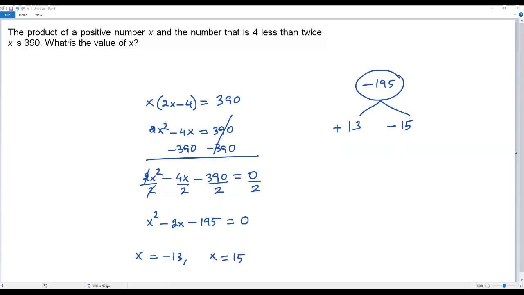According to the information in the question, x is a positive number. Since x is a positive number, we can reject the negative value of x, that is x equals negative 13, and we can consider the positive value of x, that is x equals 15. Therefore, the value of x is positive 15.